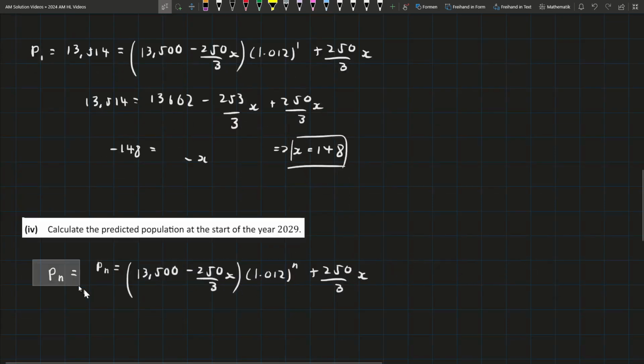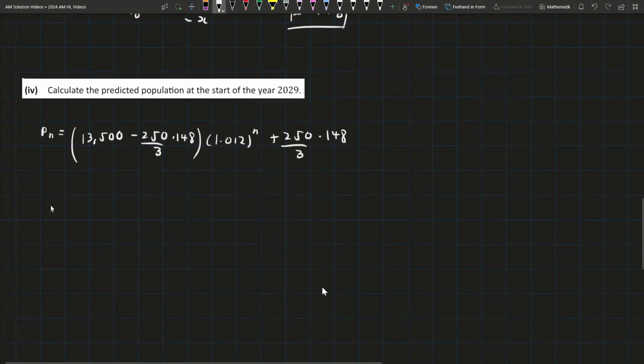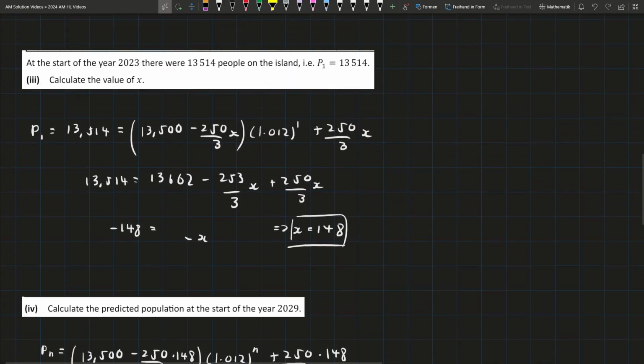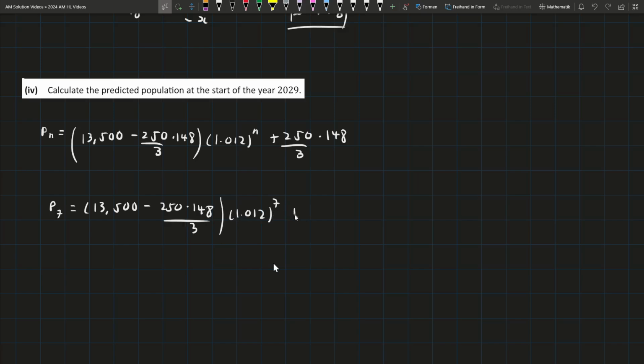But now we know what x is, so we can actually simplify this a little bit. So x is 148. So I'm going to replace this x with 148, and this x with 148. And now we can just plug straight in, because it's actually quicker than rewriting it all out, and time is obviously a big thing. So we're looking for P7. That's going to be 13,500 minus 250 times 148, which is our x, over 3, times 1.012 to the power of 7, plus 250 times 148 all over 3.